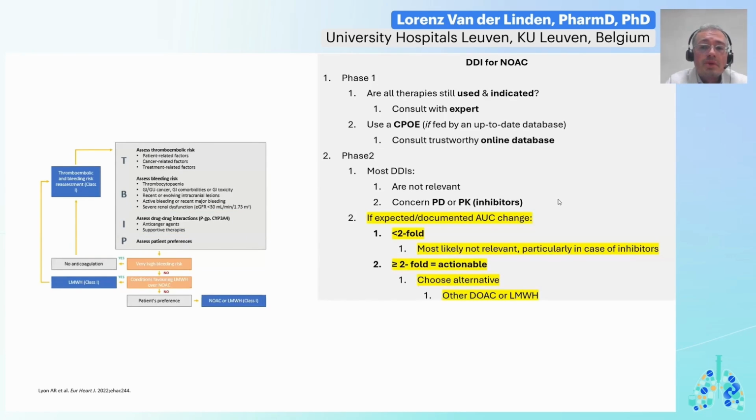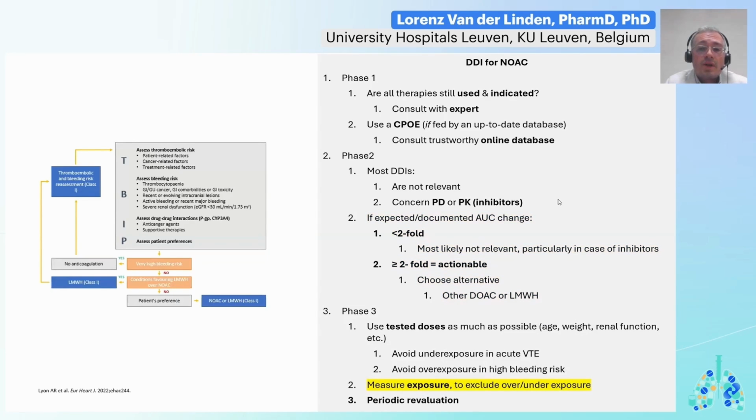Step two, well, we should be reassured that there are many drug-drug interactions and most are not that relevant. We could draw inspiration from the FDA EMA framework. For example, if the impact is less than twofold, most likely it's not that relevant, and otherwise it is actionable. You should do something, and here I'd argue to select an alternative, for example, another DOAC with fewer drug-drug interactions or a low molecular weight heparin. And then step three, try to keep using these tested doses, refrain from adjusting doses based on solely pharmacokinetic data. We can and sometimes should probably measure exposure, but mostly to exclude over and under exposure. And of course, therapy should be evaluated periodically.